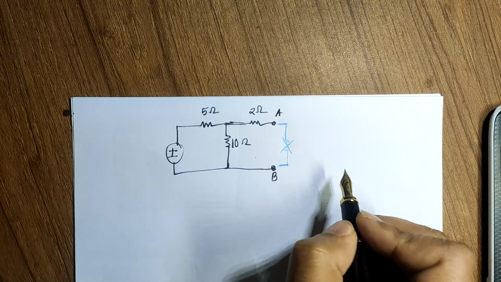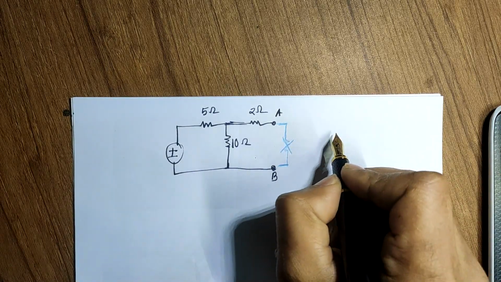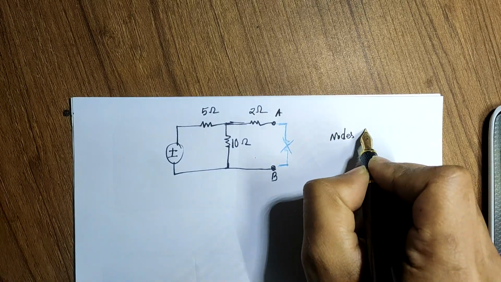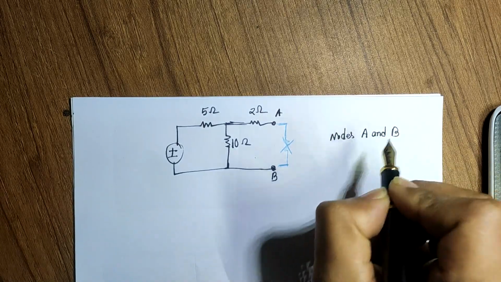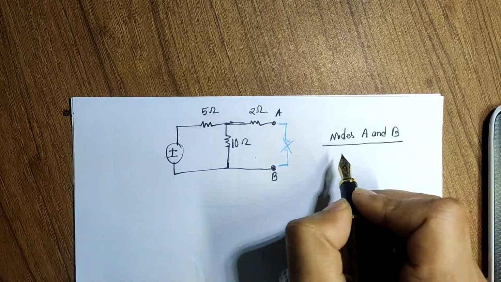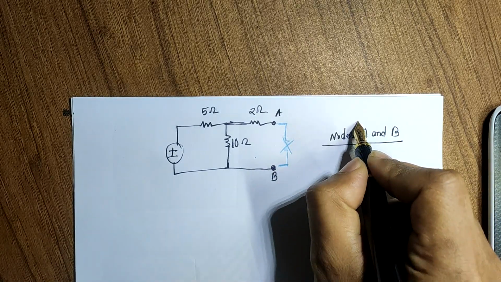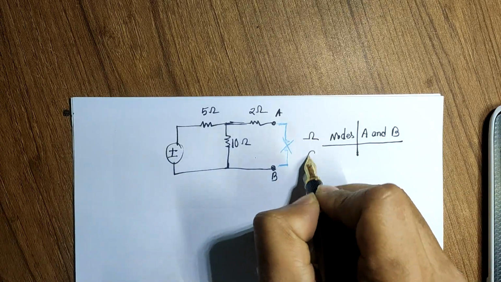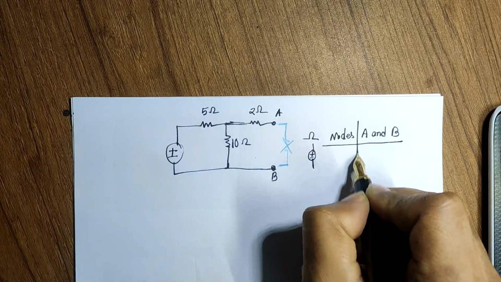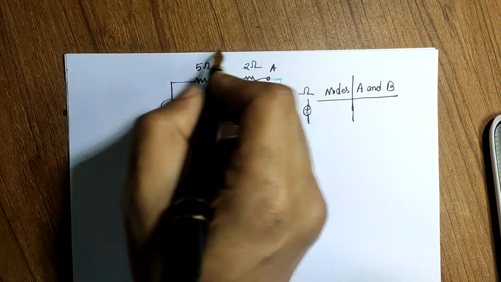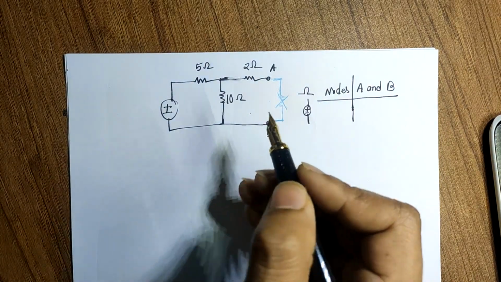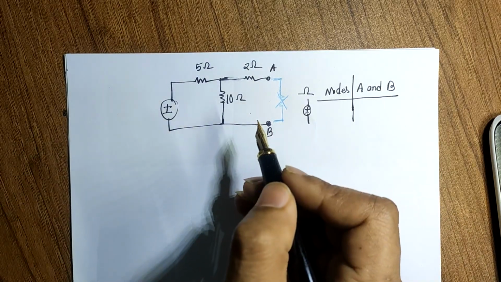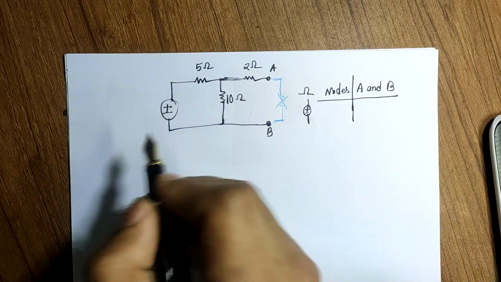So all you need to do is to find the equivalent resistance between the nodes A and B, and you need to find the voltage across the nodes A and B. That means resistance and the voltage source. That's all you need. Remember, this is a very simple example, but the procedure that we are going to use here can be applied to any circuit.